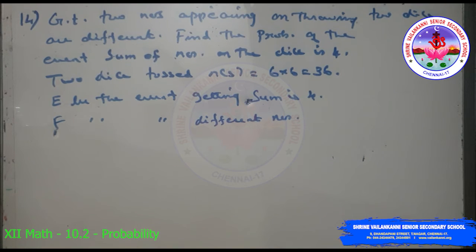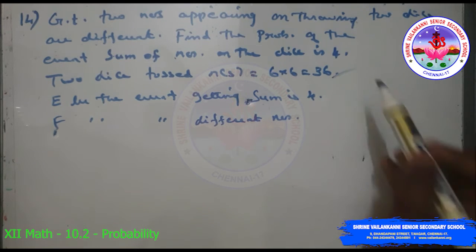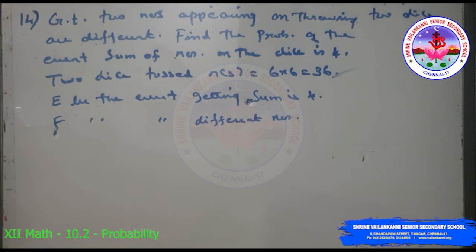14th one, given that the two numbers appearing on throwing two dice are different, find the probability of the event that the sum of numbers on the dice is 4. Here we have two dice. When two dice are tossed, then n of S is 6 into 6, which is 36. Here it is given, find the probability of the event that the sum of the numbers on the dice is 4. We have to take this as E.